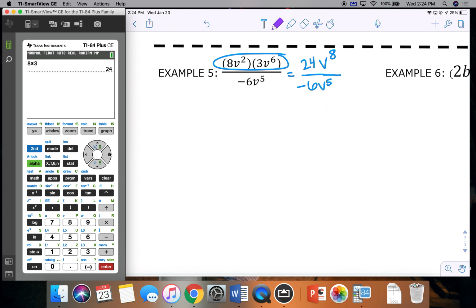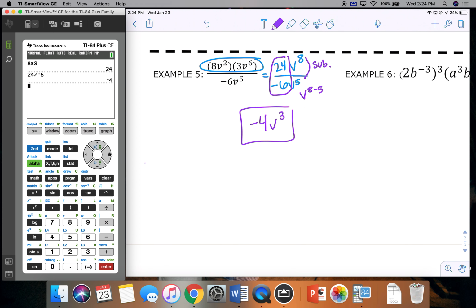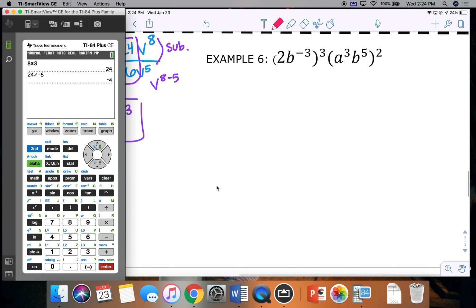Then, to further simplify, I divide the big numbers just like I see them, so big numbers are normal. So 24 divided by negative 6 is negative 4. And then with these, I subtract, so v to the 8 minus 5 is 3, and I leave it like that. I can also break this up number by number, letter by letter, and do the numbers at one time and the letters at one time, but I wanted to refresh you of two separate rules. When they are multiplied like this, we really add, and when they are divided by the fraction bar, we really subtract.